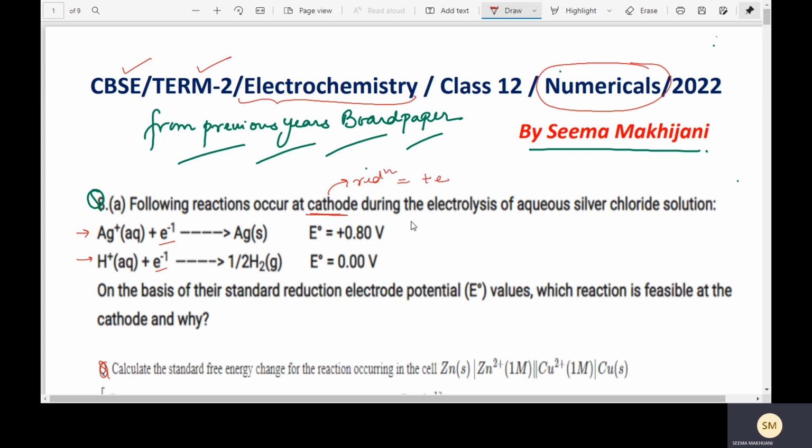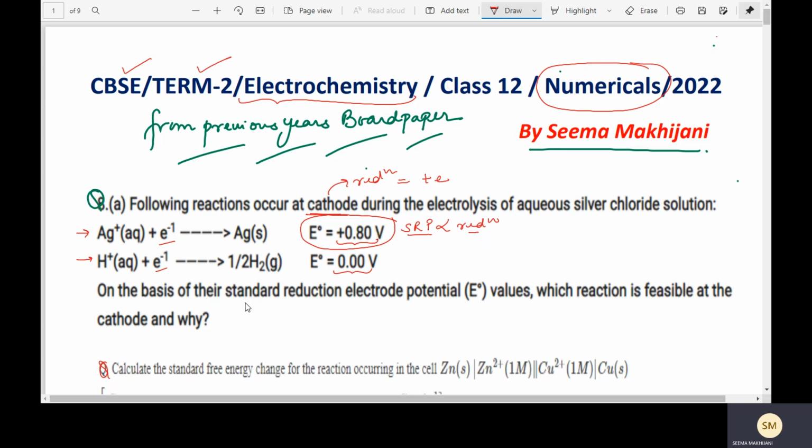फाइन. So E naught values are given as plus 0.80 and 0. मतलब plus value is more. This is standard reduction potential, and if the standard reduction potential is higher, then it is directly proportional to reduction. इसका मतलब higher the value, easier the reduction. So this is the place where reduction is going to happen.